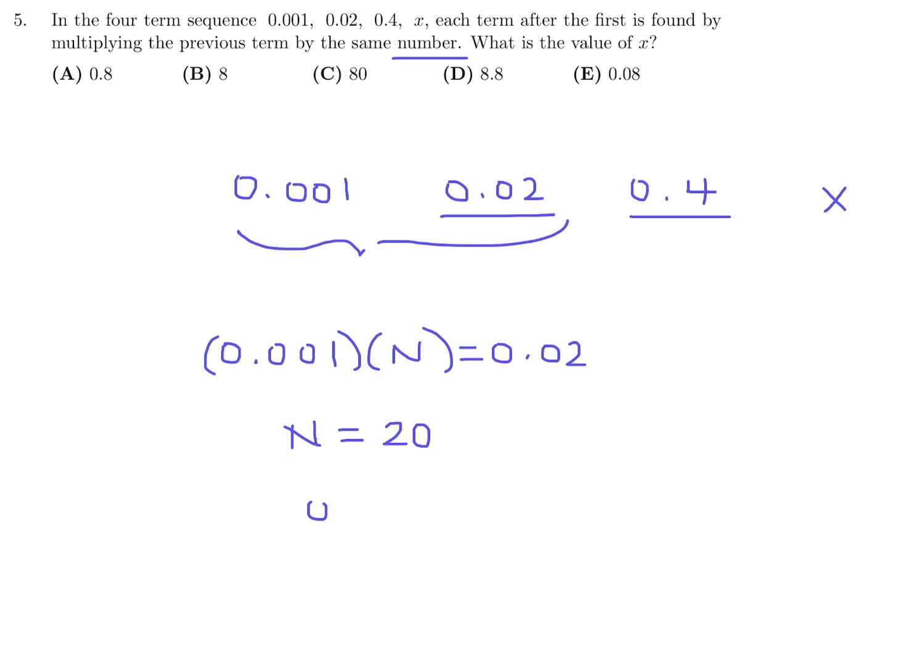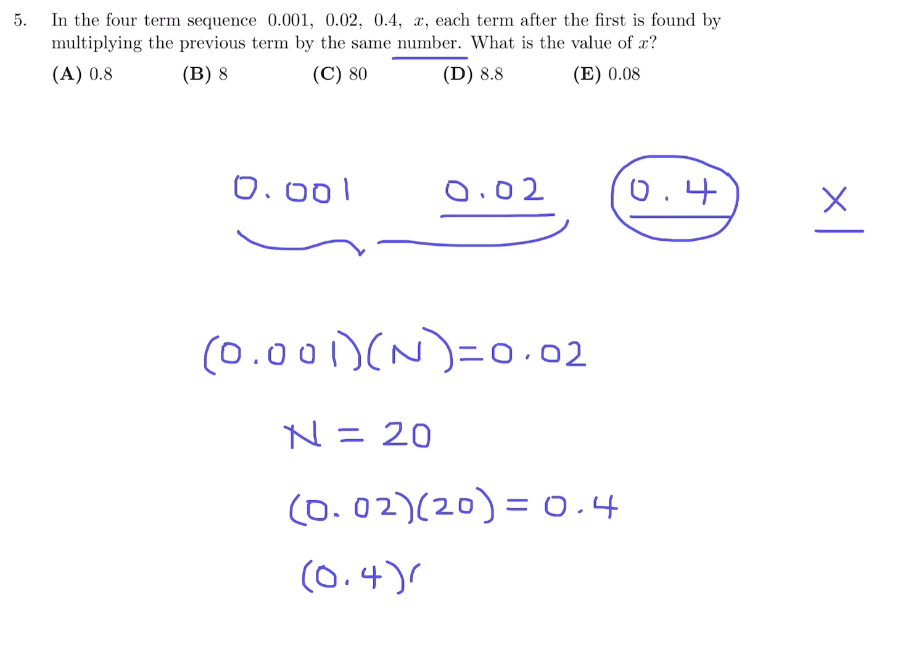And you can verify that. 0.02 times 20 is indeed 0.4. So, based on this pattern, if you take this number and multiply by 20, you will get x. So 0.4 times 20 is equal to x. And therefore x, if you do the math, is equal to 8. So number 5, the answer is B.